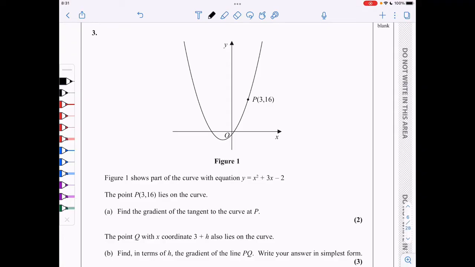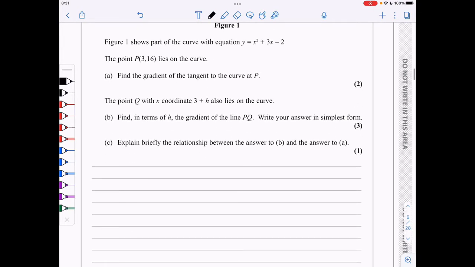In question 3, we've got a part of the curve with equation y is x squared plus 3x minus 2. We've got the point P here, 3,16, lying on the curve, and we need to find the gradient. So I'm just going to differentiate. dy/dx is just 2x plus 3, and I will be evaluating this at x is 3 to find the gradient of the tangent. So it's 2 times 3 plus 3, which is 6 plus 3, which is 9. And therefore, the gradient of the tangent is 9.